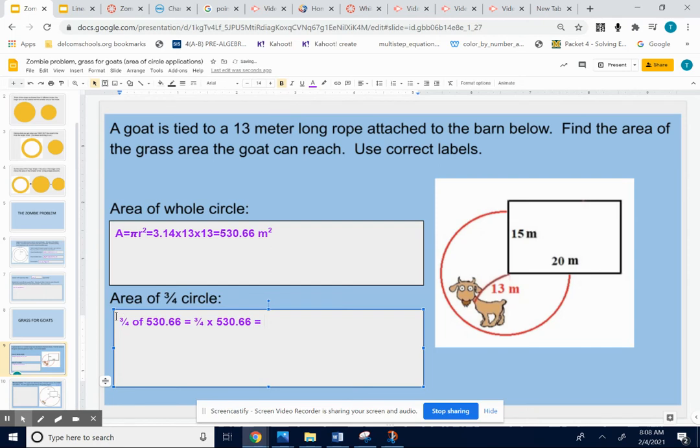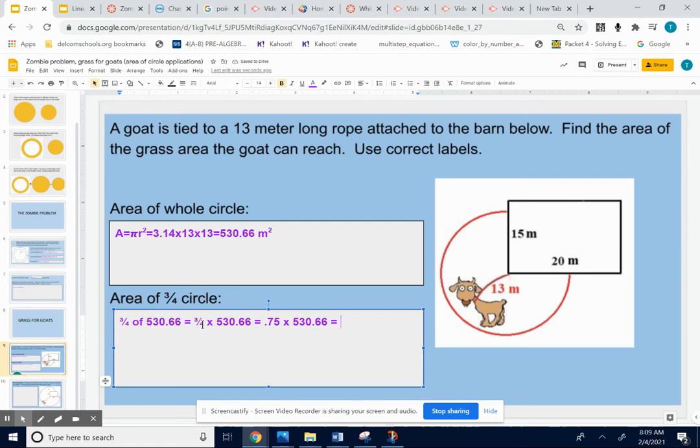Change a fraction to a decimal. Remember, you take the top divided by the bottom. I take 3 divided by 4. And maybe you know that 3/4 of a dollar is 75 cents, so you know it's 0.75. So 3/4 as a decimal is 0.75. So take 0.75 times 530.66.